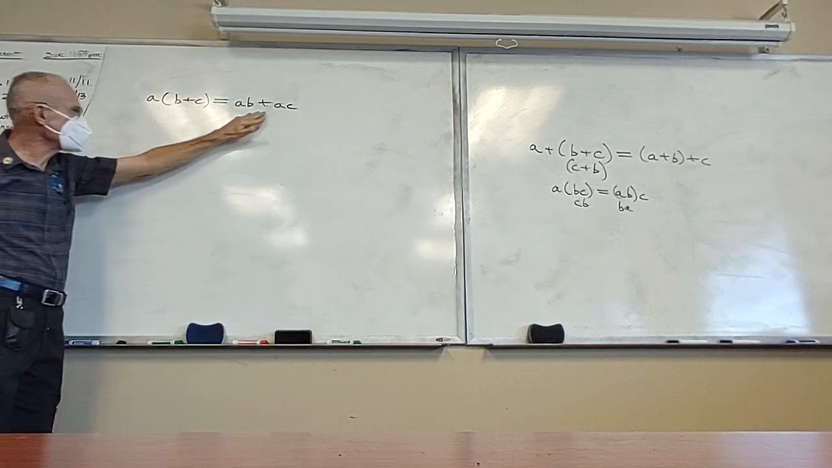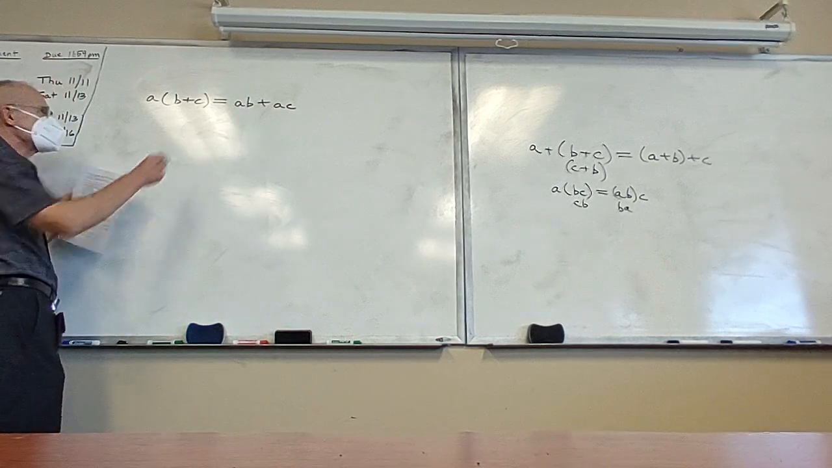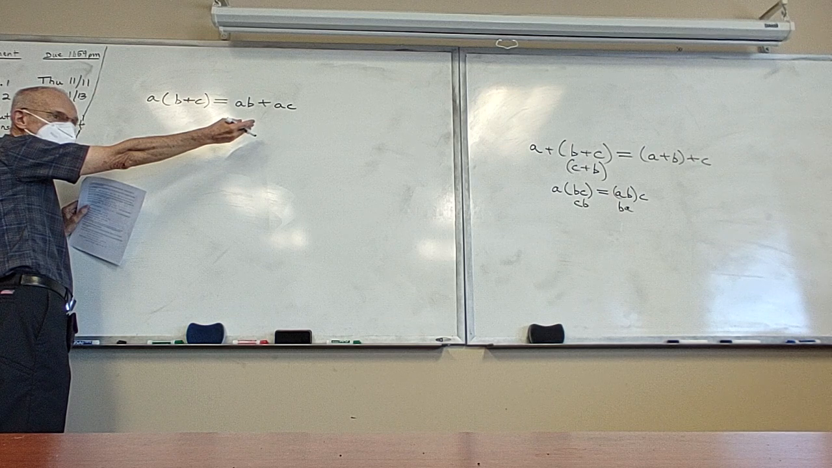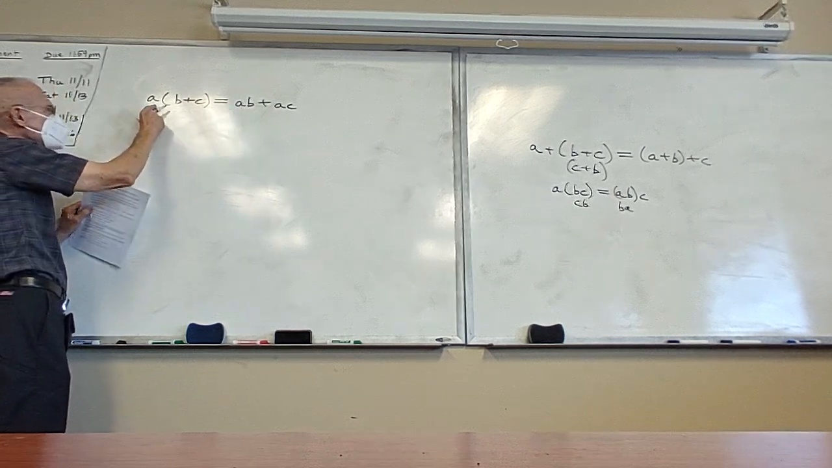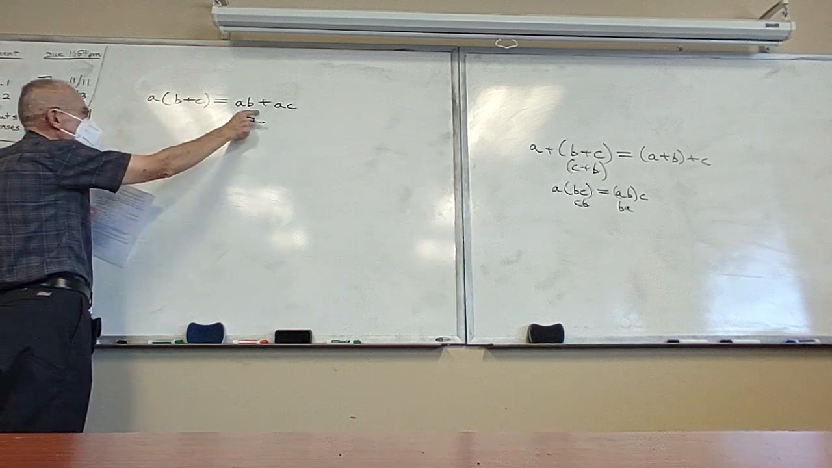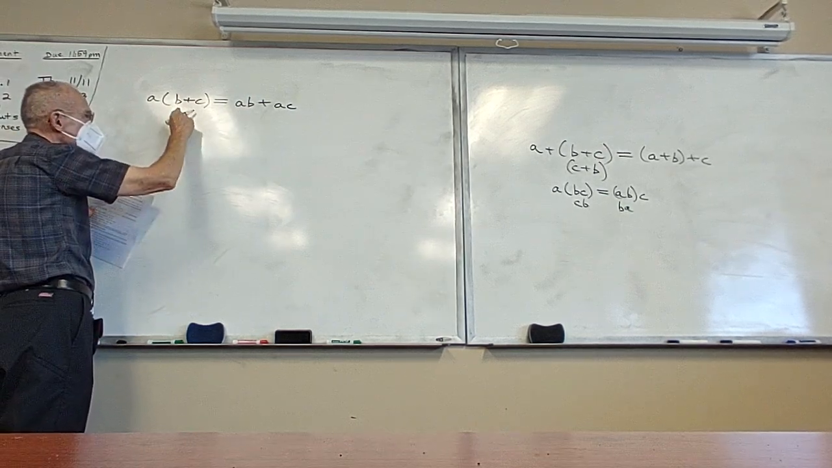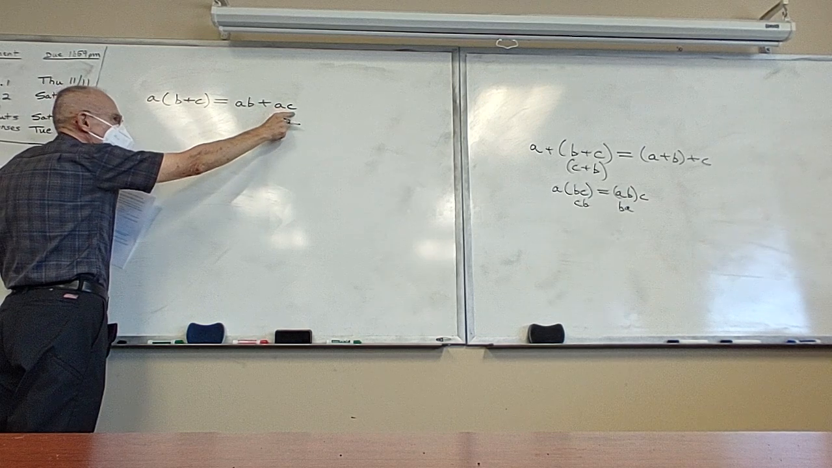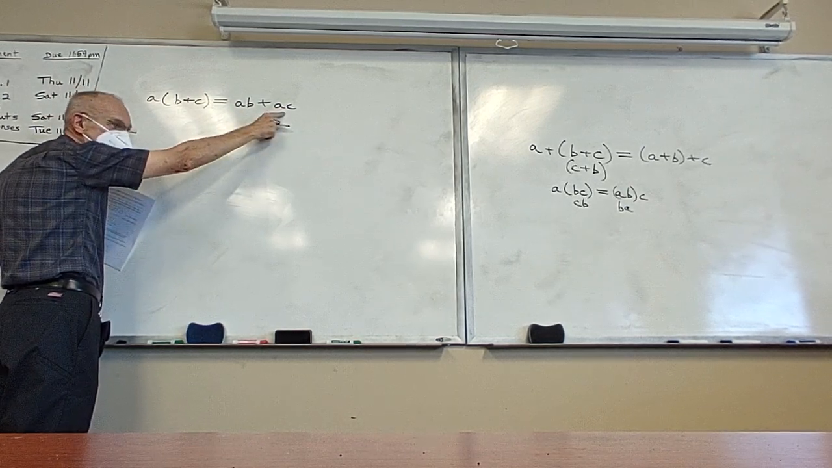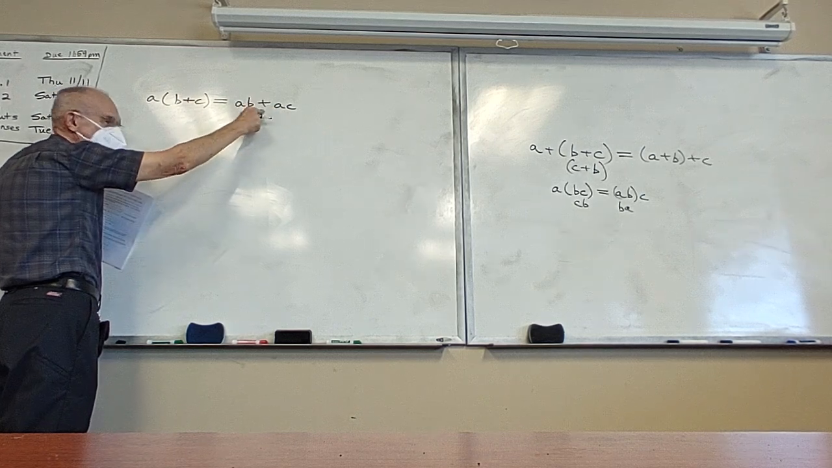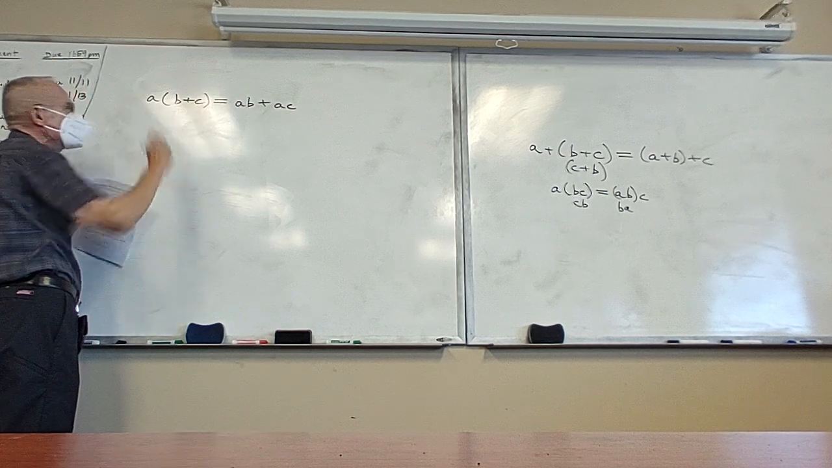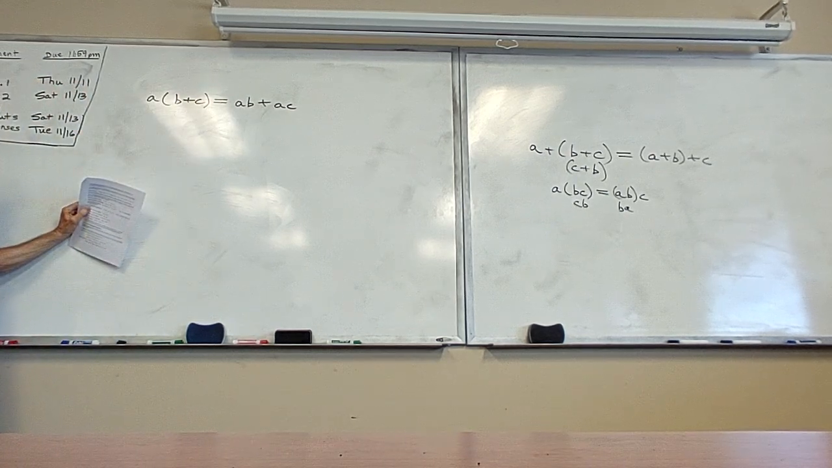Now what's this saying on the right? PEMDAS says do multiplication first, right? There's no parentheses over here. So it's saying take this A, which out here is on the outside, and multiply by the B. Also take the A and multiply by the C. Two multiplications there. And take those two results and add them. And this is saying you will guarantee to get the same answer when you do that.